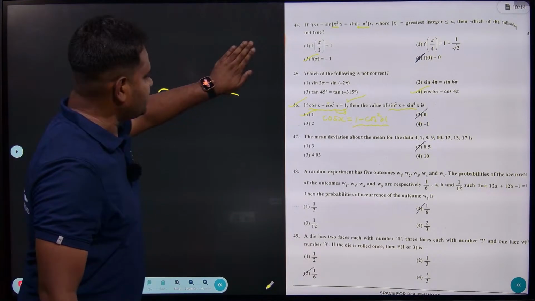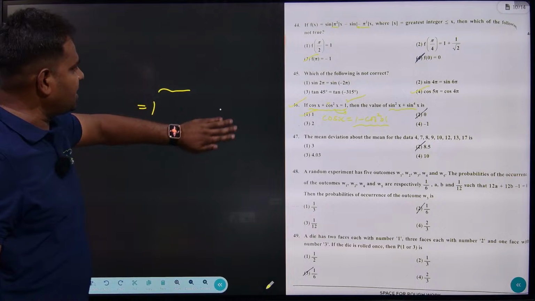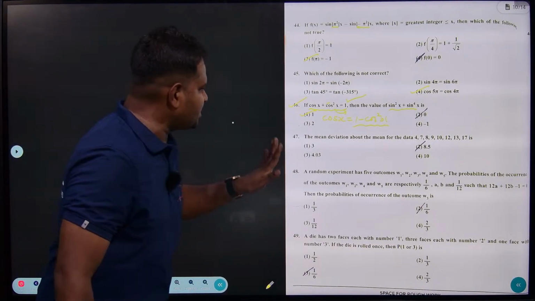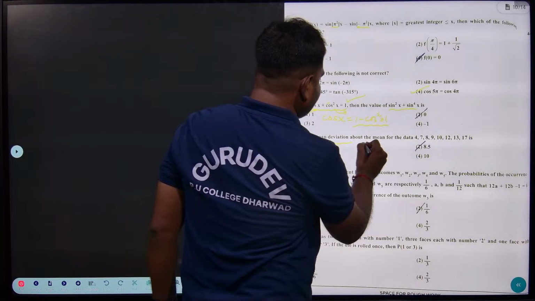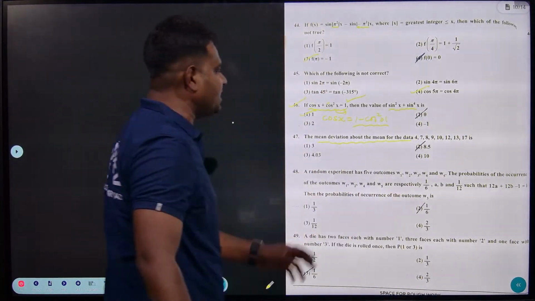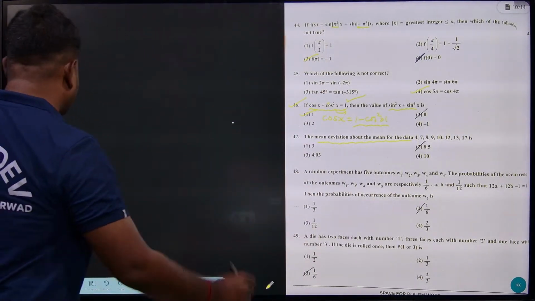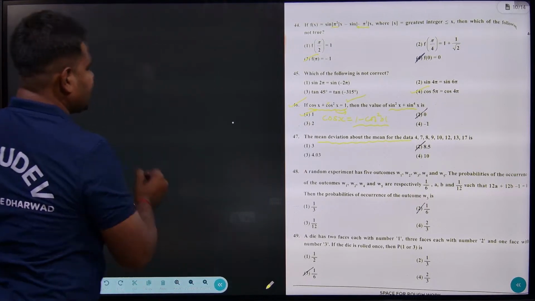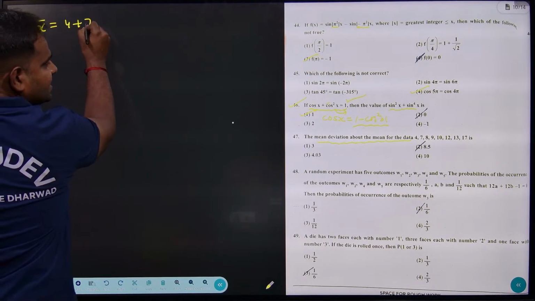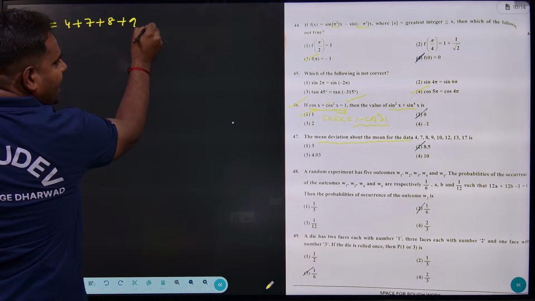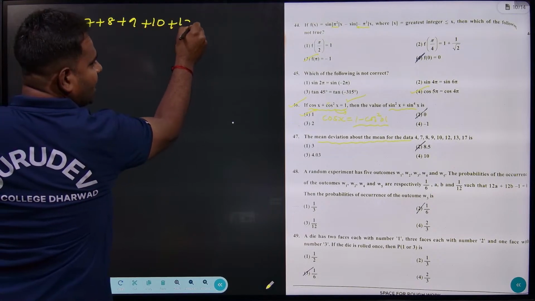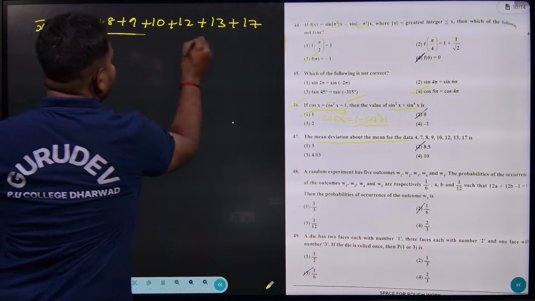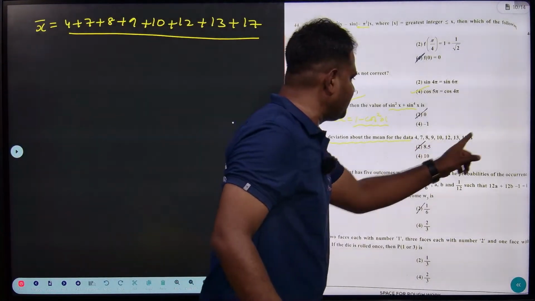What is the next question, students, here? Question number 47. What does question number 47 say, students, here? The mean deviation about the mean for the data. First we will find out the mean. It is the sum of all the observations, that is 4 plus 7 plus 8, 9, 10, 12, 13 and 17, divided by the number of observations, which is 8.